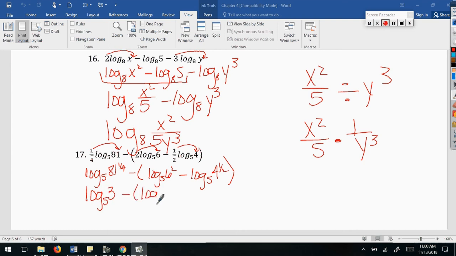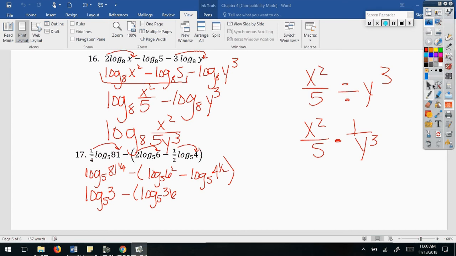6 squared is 36. Good morning, Camden High School. Please stand for the Pledge of Allegiance.